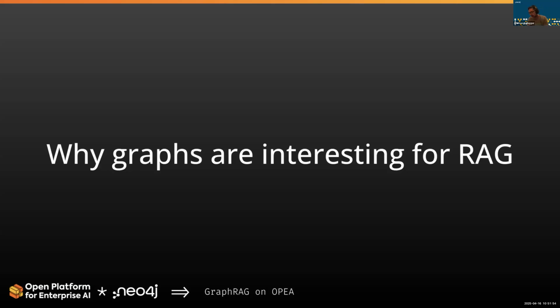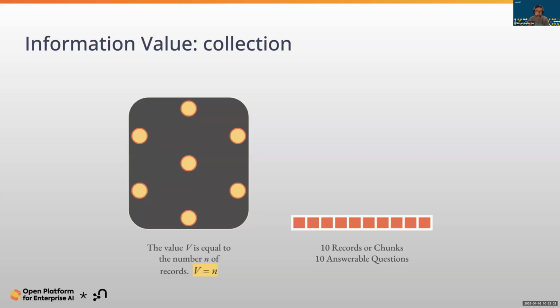And I want to think about that from one other angle, beyond this whole idea of how things change over scale and why that's particularly interesting for graphs, I'm sorry, for graphs in RAG. I think about the information value of doing RAG in the first place.